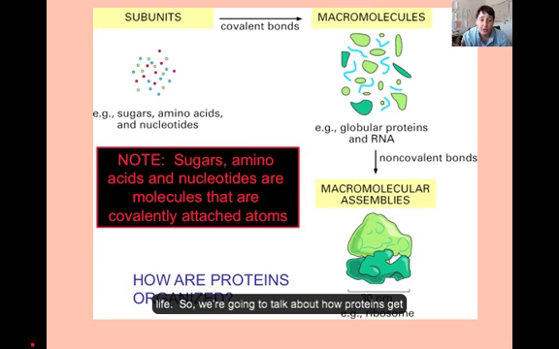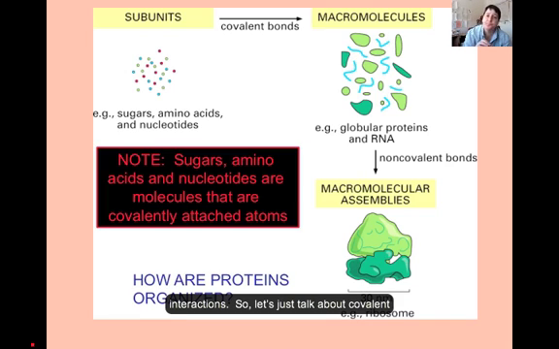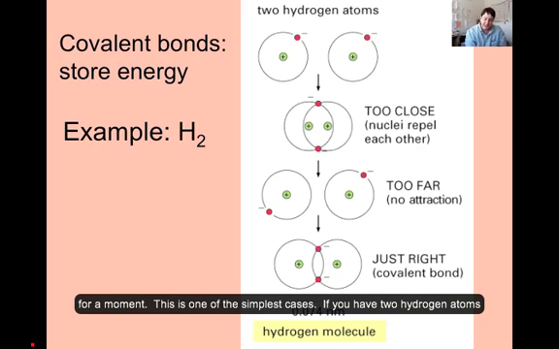All right, so we're going to talk about how proteins get organized, how nucleotides are made, how nucleotides interact with proteins, and you're going to see a lot of this has to do with the non-covalent interactions. So let's just talk about covalent for a moment. This is one of the simplest cases.